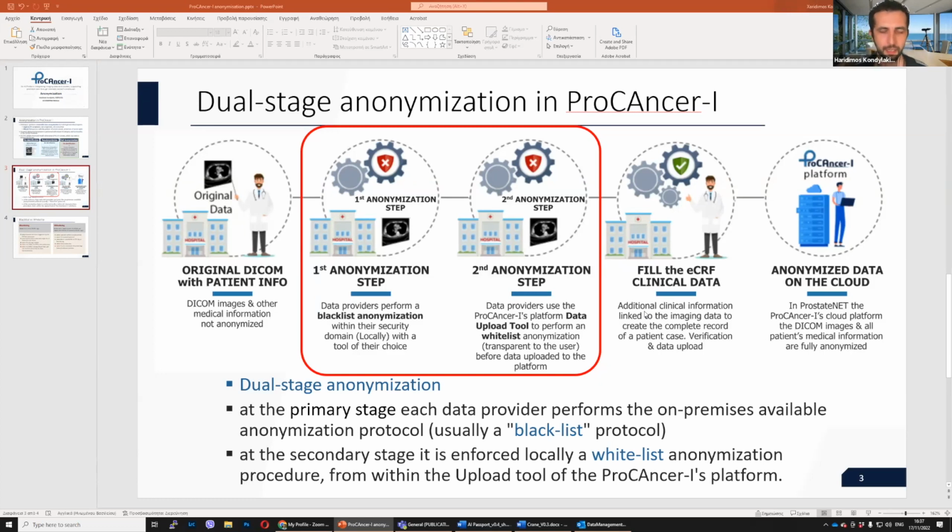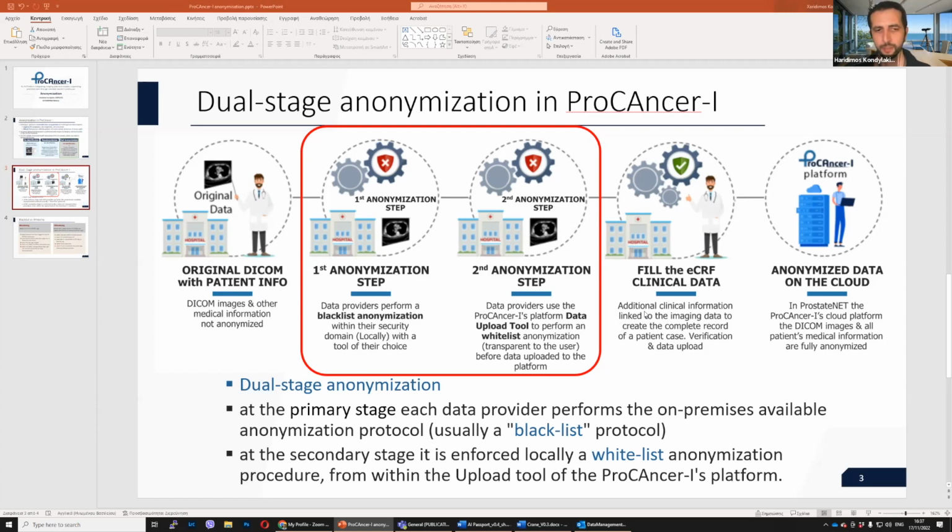So the whole idea here is that we have both clinical data and imaging. Clinical data are selected and recorded by clinicians, so in essence, they pay attention not to write anything that is personal. Then the whole anonymization goes to the DICOM images. There we have two anonymization steps. One is the blacklist anonymization, which data providers perform. And then we have a second step that is transparent to the clinician, which is the whitelist anonymization.